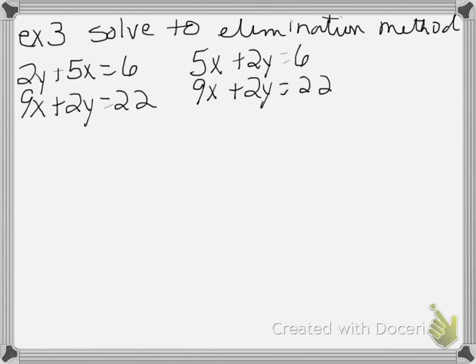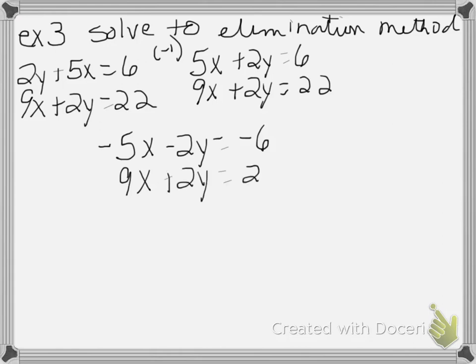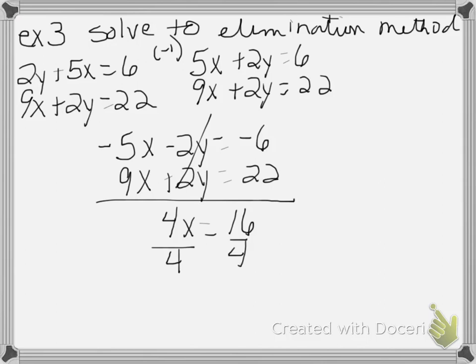So I'm going to multiply one of the equations by a negative 1. You can either multiply the first equation or the second equation. It does not matter. I'm going to multiply the first equation by a negative 1, and I get negative 5x minus 2y is equal to negative 6. Recopy the second equation. The y's go away. Negative 5x plus 9x is 4x is equal to negative 6 plus 22 is 16. Divide by 4. So x is equal to 4.